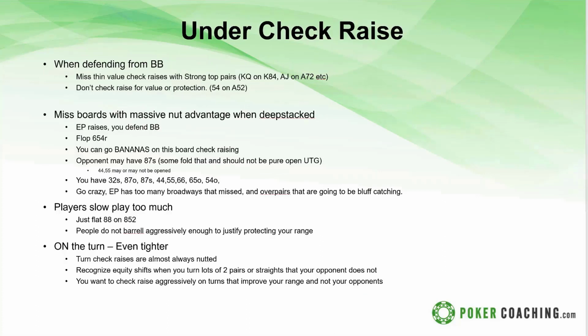Some of the stuff will overlap because we already talked about it, but the next one is under check raising. So people severely under check raise, like I said, depending on board texture, it can be anywhere from like a 10% to a 20% check raise frequency that you're supposed to have from the big blind. When defending from the big blind, one of the key parts is people miss thin value check raises with strong top pairs. So people are really scared to check raise with a hand like king queen on king 8-4 or ace jack on ace 7 deuce.